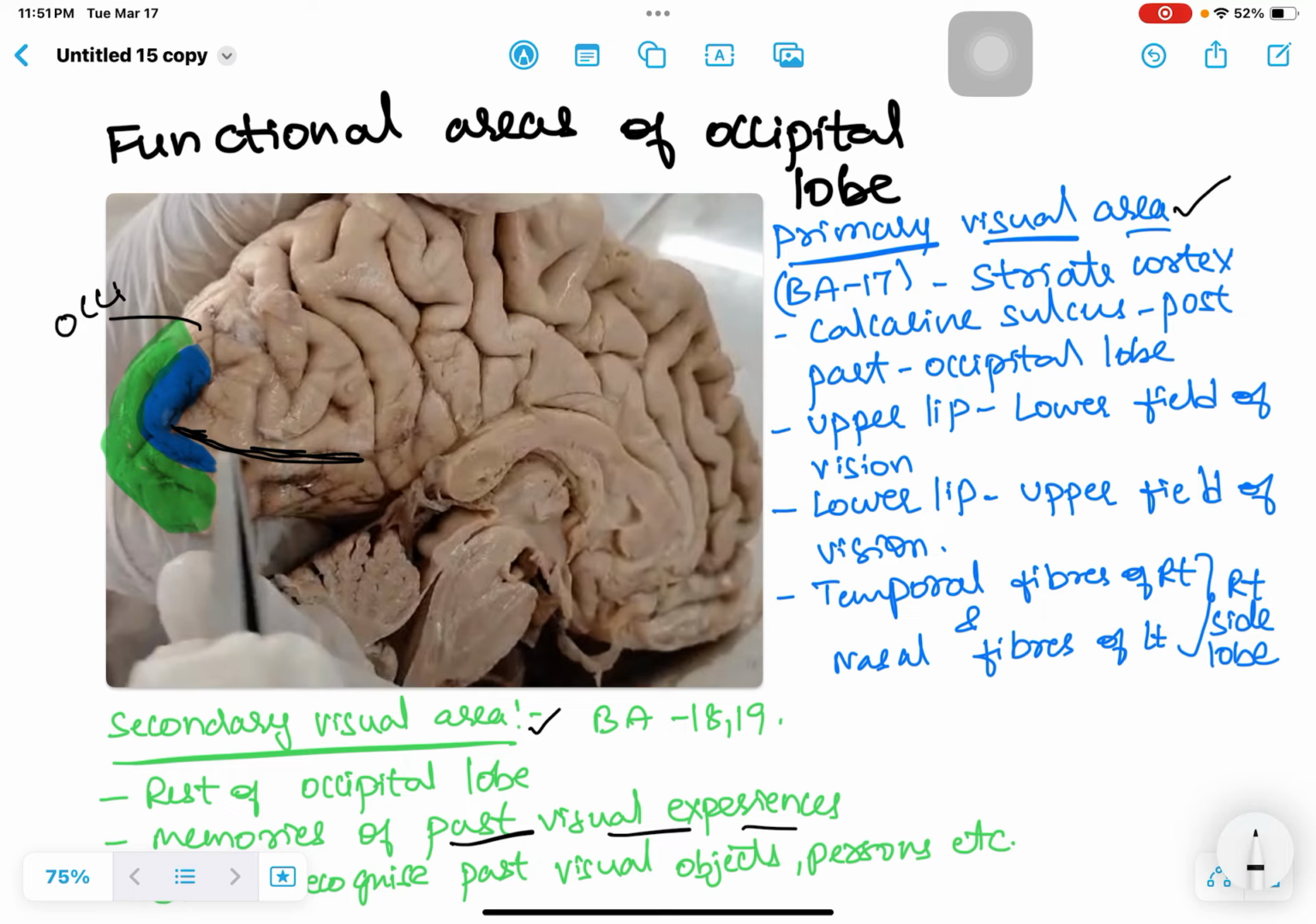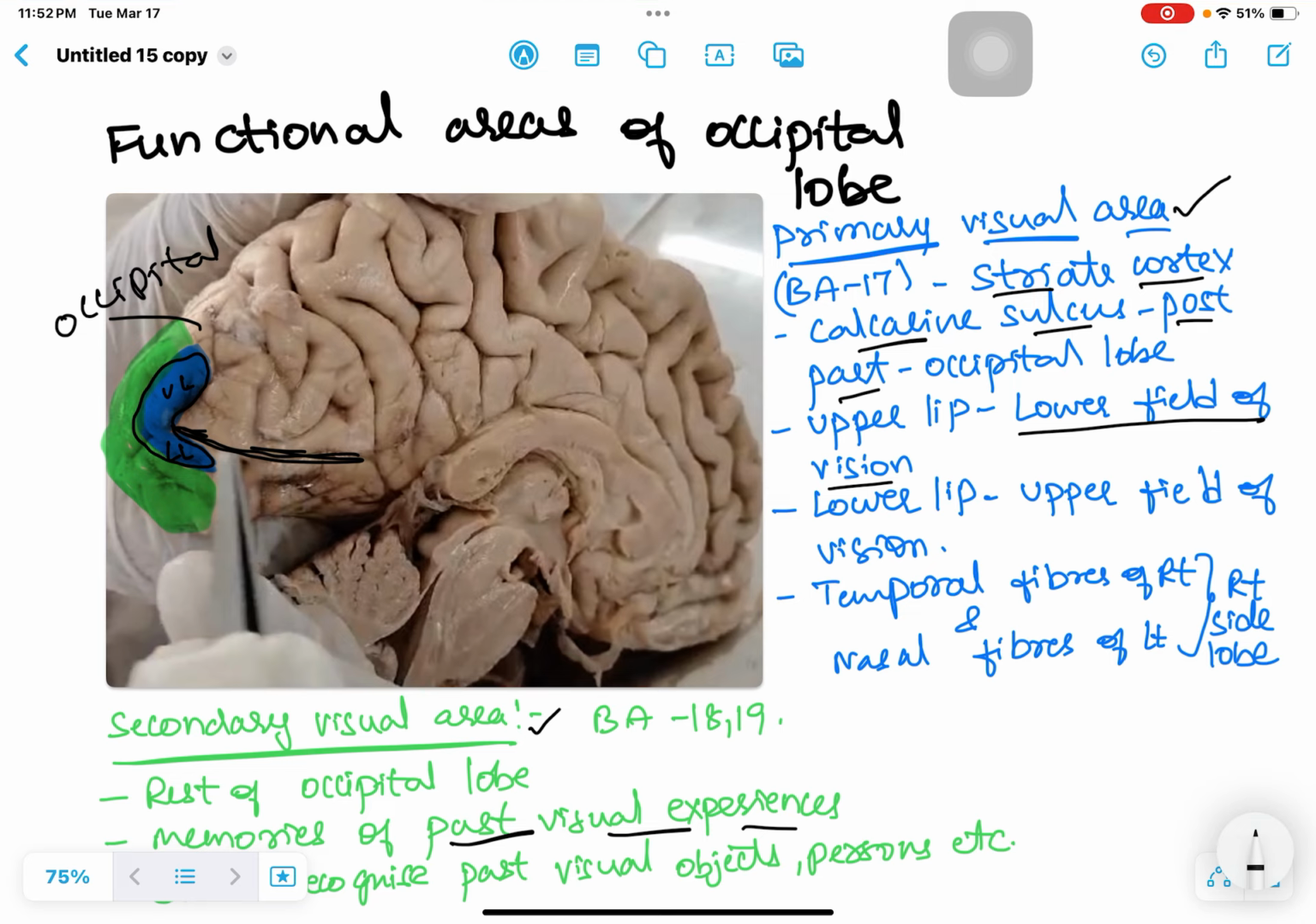All this is the occipital lobe. So around that you can see one cortex. This is called striate cortex around the calcarine sulcus posterior part. So here we have upper lip, lower lip. Upper lip receives the fibers from the lower field of vision. So fibers from the lower field of vision fall on the upper part of the retina and from there directly go to the upper lip.